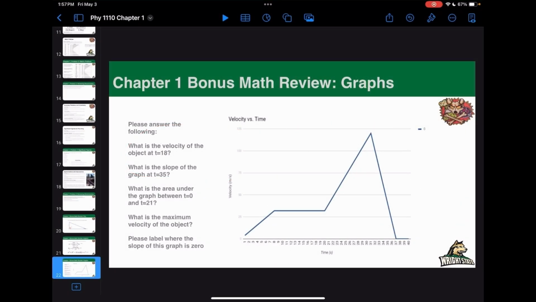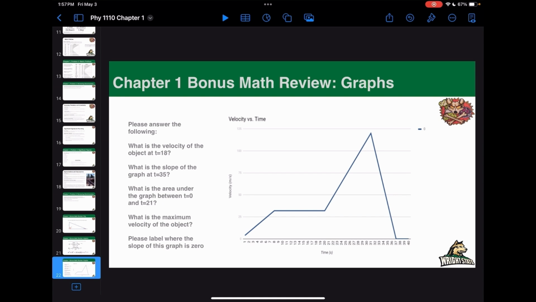All right, everybody, we've got one last question for the math review. We're going to take a look at graphs. So here's a graph of an object's velocity versus time. You'll be seeing a lot of these later on down the road. They're very useful for the beginning parts of our physics course. For now, I just want to make sure that we're comfortable reading graphs and getting information from them. So please pause the video right now, take a look at this graph, and determine the following information about the graph. We want to know the velocity at t equals 18, the slope at t equals 35, the area under the graph between t equals 0 and t equals 21, the maximum velocity, and the spots where the slope is 0. So go ahead, give this a shot, and then we'll come back in a minute.